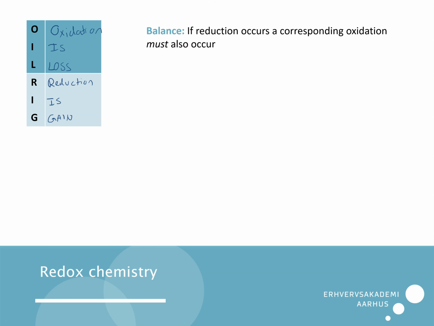There must always be balance, meaning preservation of charge. Electrons can't just disappear into the blue, so if one element is being reduced, it must mean that another element is correspondingly oxidized. We must have both an electron donor and an acceptor.